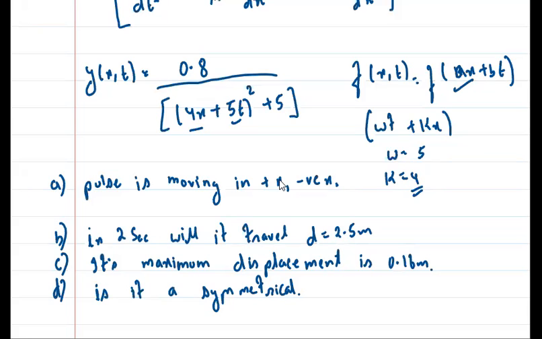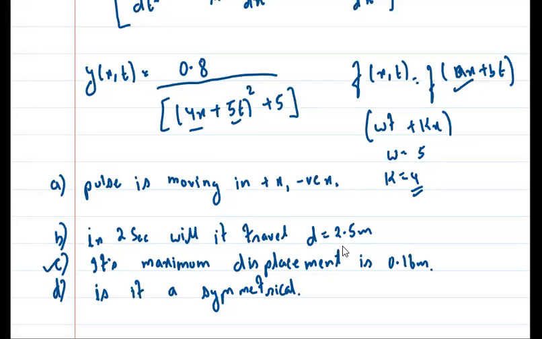Very good, right? Negative. So see, है ना? Plus है, right? So it is negative. So pulse is moving in negative x-axis. Clear? यहाँ पे कुछ नहीं करना होता है, right? Okay, very good. Now second one. In 2 seconds, it will travel d is equal to 2.5 meter. Tell me. सेकेंड नहीं हो रहा तो थर्ड पहले कर लो.